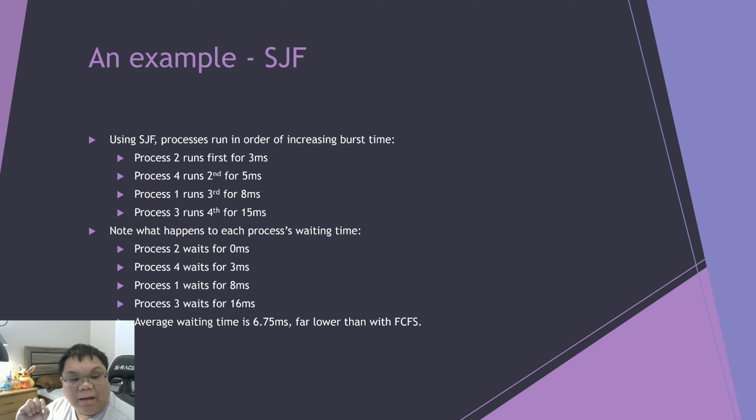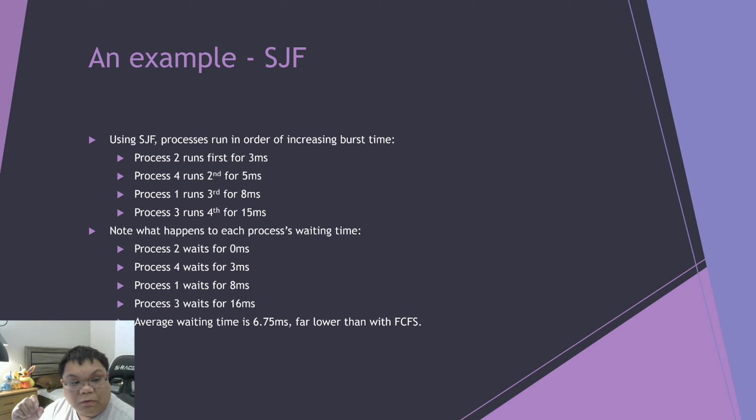Using shortest job first, the first thing we do is sort all processes by runtime from shortest job first to largest job last. So the first process to run is process 2. After that, it's process 4. After that, it's process 1. And then after that is process 3. So they run for 3, 5, 8, and 15 milliseconds. What this does is reduce the average waiting time.